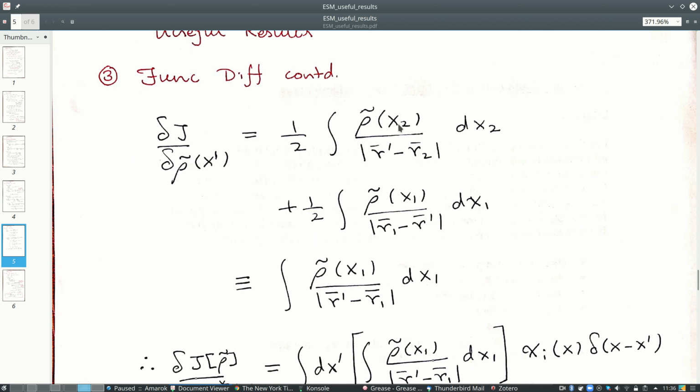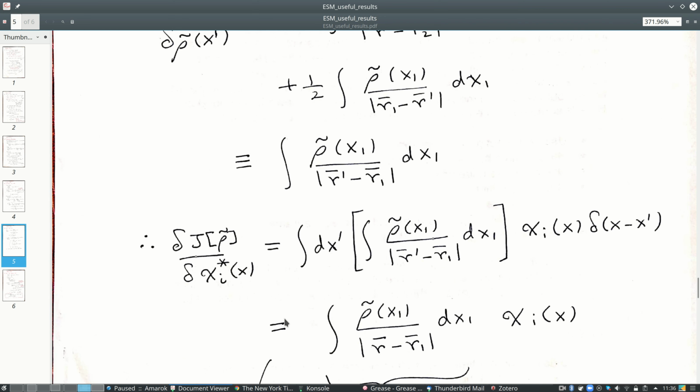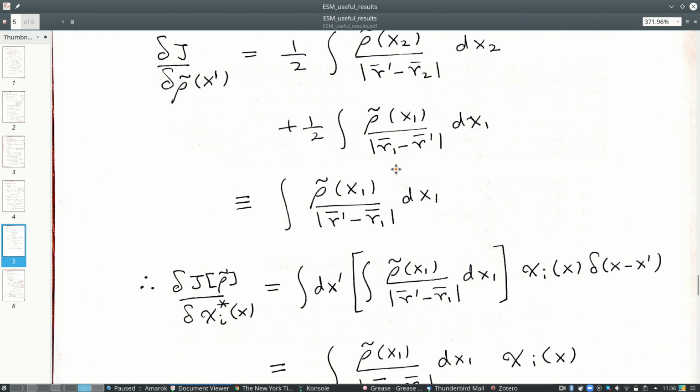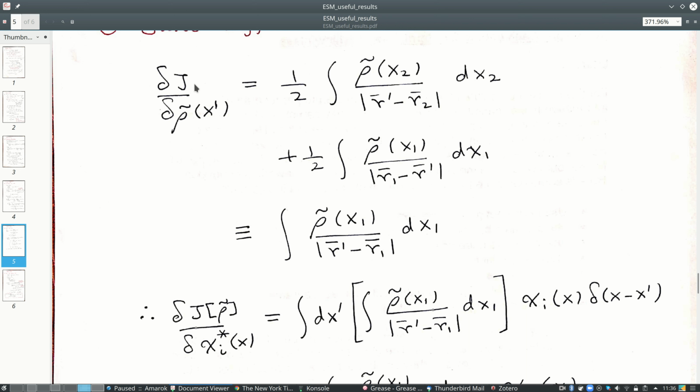Now these two integrals are identical because x2 and x1 are dummy coordinates. We're integrating over all space and spin coordinates. So we could just as well make x2 equal to x1, I call them both x1 here, and then we drop the half and we get our result, which we need, that the functional derivative of J with respect to rho tilde is rho tilde divided by r prime minus r1 integrated over all x1.